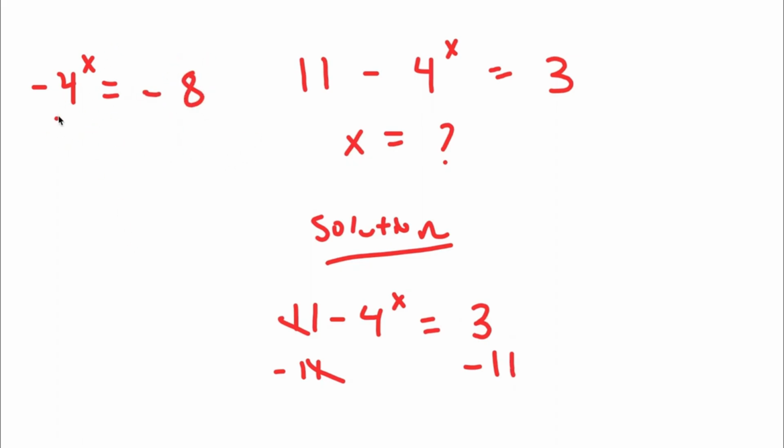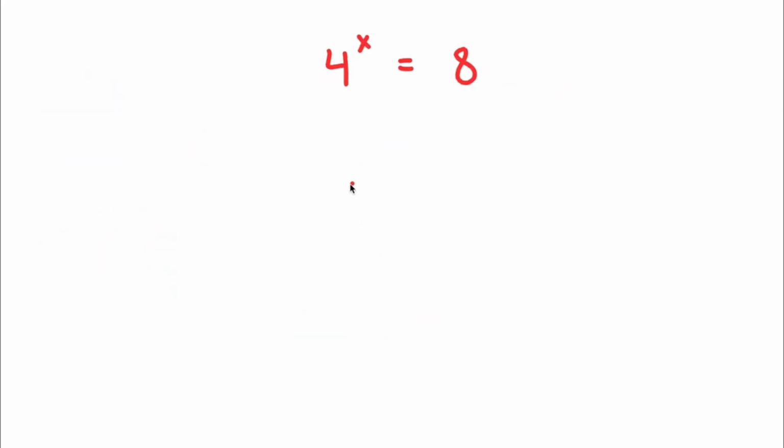Now, if I divide both sides by negative 1, negative 4 to the power of x divided by negative 1, that's simply 4 to the power of x. So I have 4 to the power of x is equal to negative 8 divided by negative 1, simply 8. So now I have the problem 4 to the power of x is equal to 8.